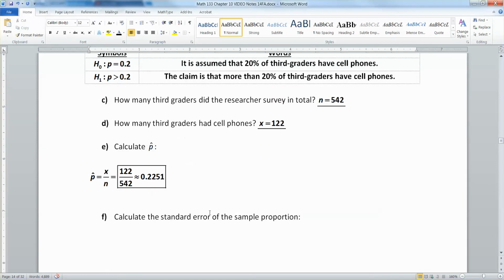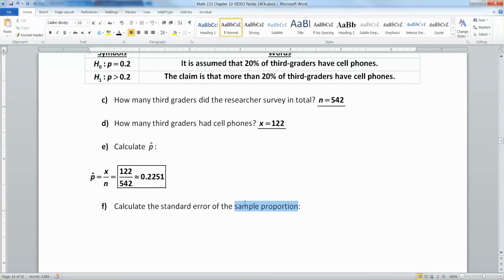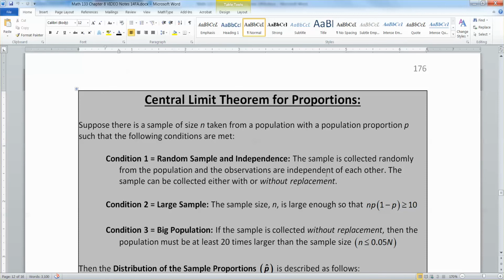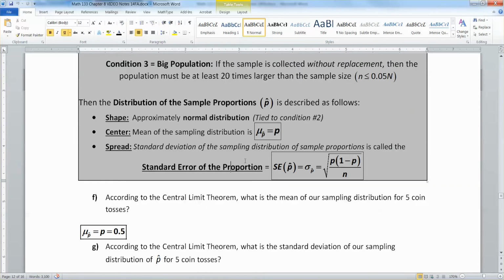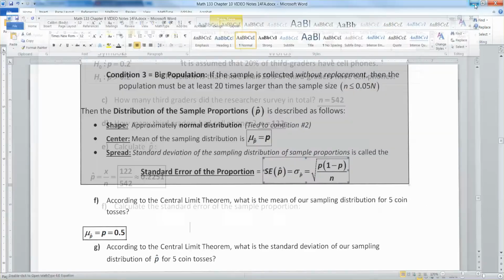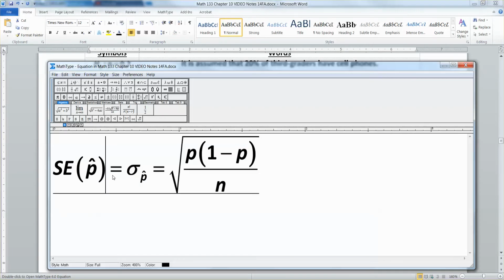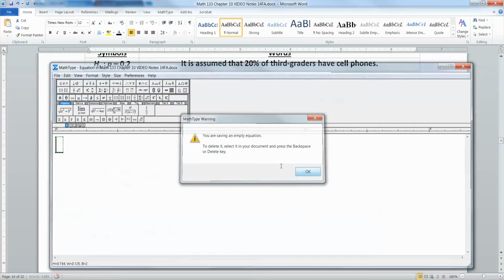Now we're going to calculate the standard error of the sample proportion. This is a little bit complicated, so let me remind you of the formula from Chapter 8. In Section 8.2, we learned about the central limit theorem for proportions. There's a formula for the standard error of the proportion, which is the SE of p hat, or sigma p hat, the square root of p times 1 minus p over n.